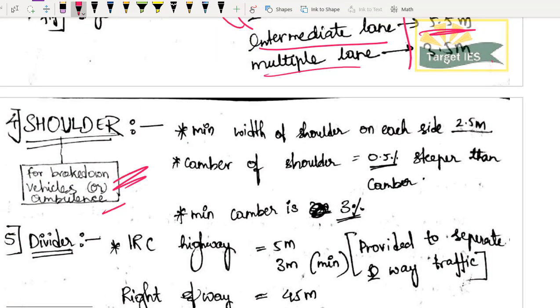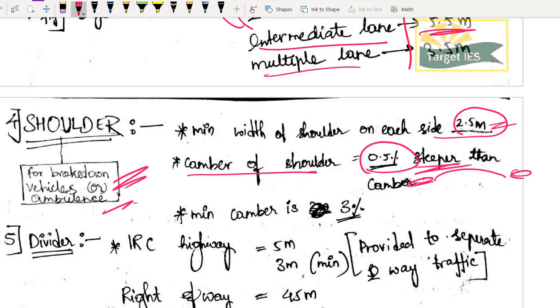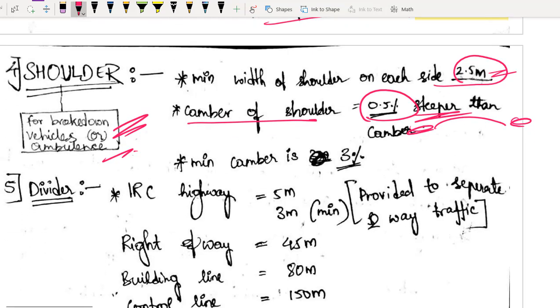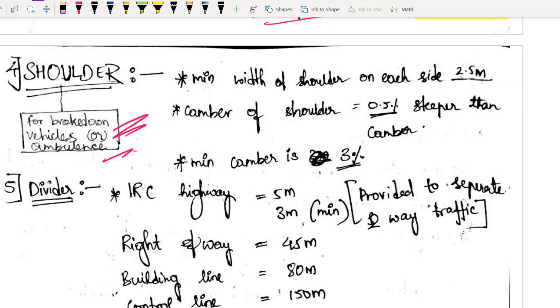For breakdown of vehicles and for ambulance, basically we'll be having a shoulder, and minimum width of shoulder should be 2.5 meters on each side. Okay, on each side of the road, how much do you have to leave? 2.5 meters. And remember the camber, right, the cross slope will be steeper, 0.5% steeper than the camber, and minimum camber what you have to provide is 3%. See, these are the bits which you have to remember. Now let us try to apply these bits.